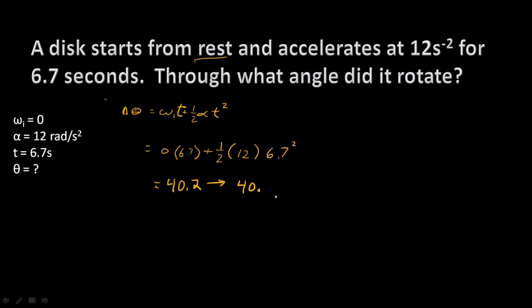Now, what unit is that going to be in? Well, this is in radians per second squared. This is in seconds, but we're squaring it, so the seconds squared cancel. Our answer is 40 radians. That's the angle through which it rotated. Got that? Okay. And if you want to find out how many revolutions that was, you divide it by 2 pi, and you can see how many times the disk rotated during those 6.7 seconds.